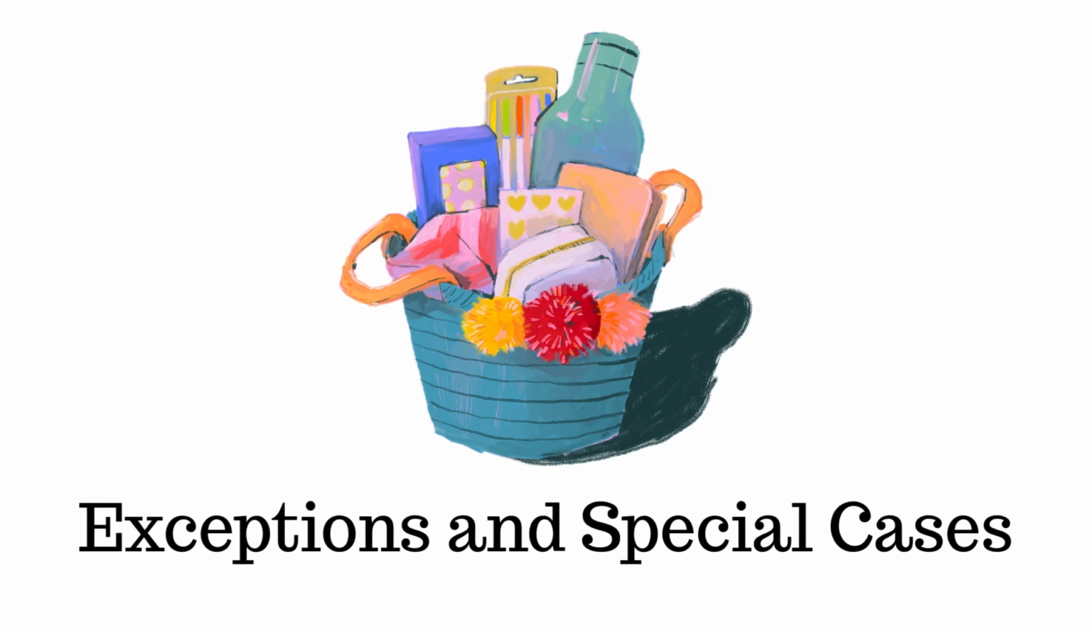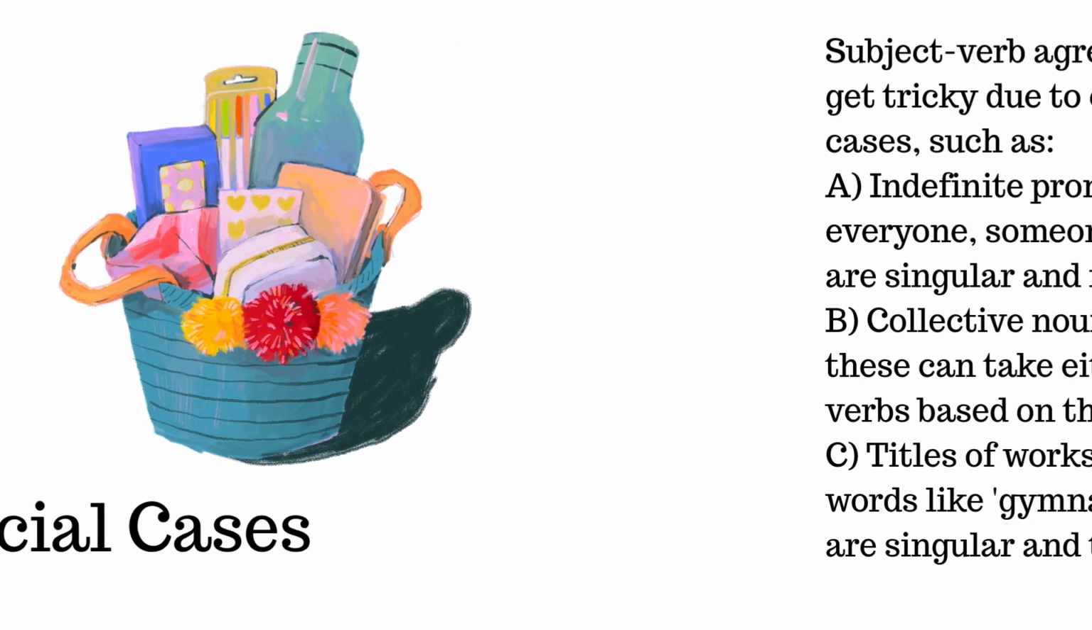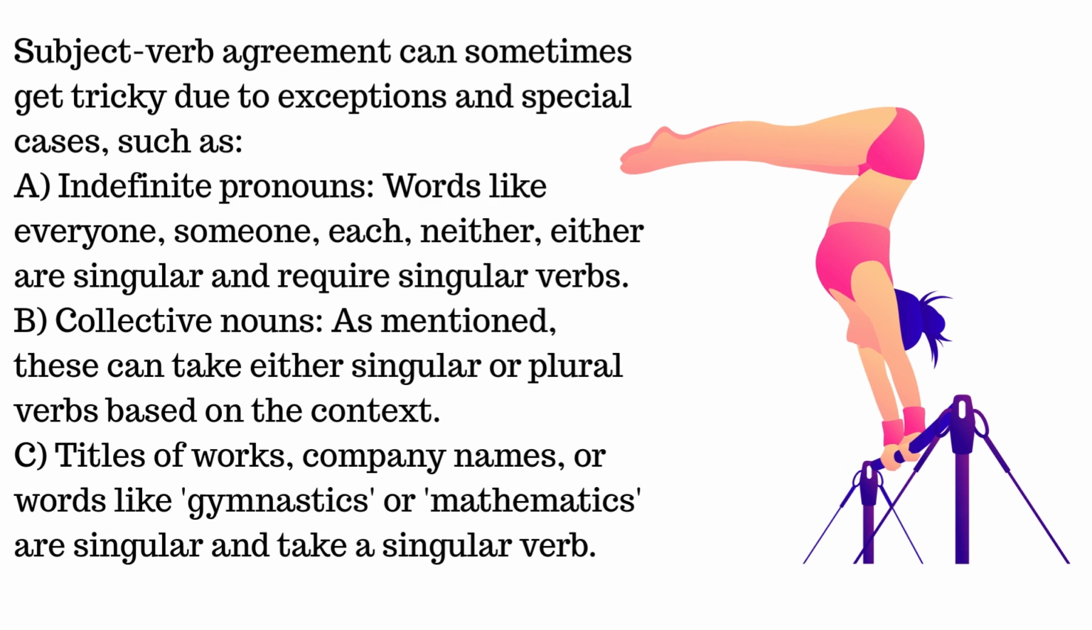Exceptions and special cases. Subject-verb agreement can sometimes get tricky due to exceptions and special cases, such as A. Indefinite pronouns. Words like everyone, someone, each, neither, either are singular and require singular verbs. B. Collective nouns. As mentioned, these can take either singular or plural verbs based on the context. C. Titles of works, company names, or words like gymnastics or mathematics are singular and take a singular verb.